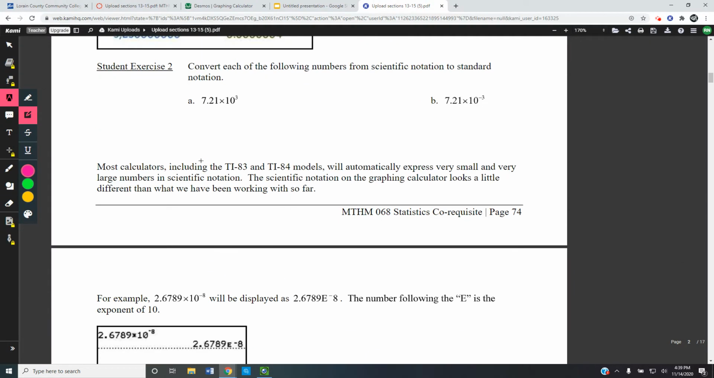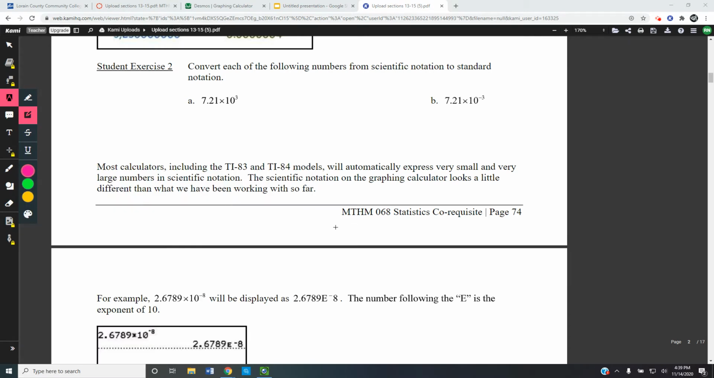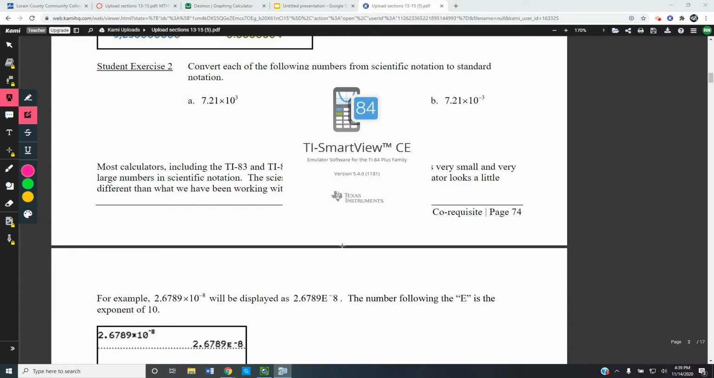At the bottom of this page, it says most calculators, including TI-83 and 84, will automatically express very small and very large numbers in scientific notation. The scientific notation on the graphing calculator looks a little different than we have been working with so far. If you are using a graphing calculator, you will see a bit of a difference. And I will open that up just so I can simply show you what that looks like. Again, I will also show you simply using Desmos and how Desmos will interact with you.